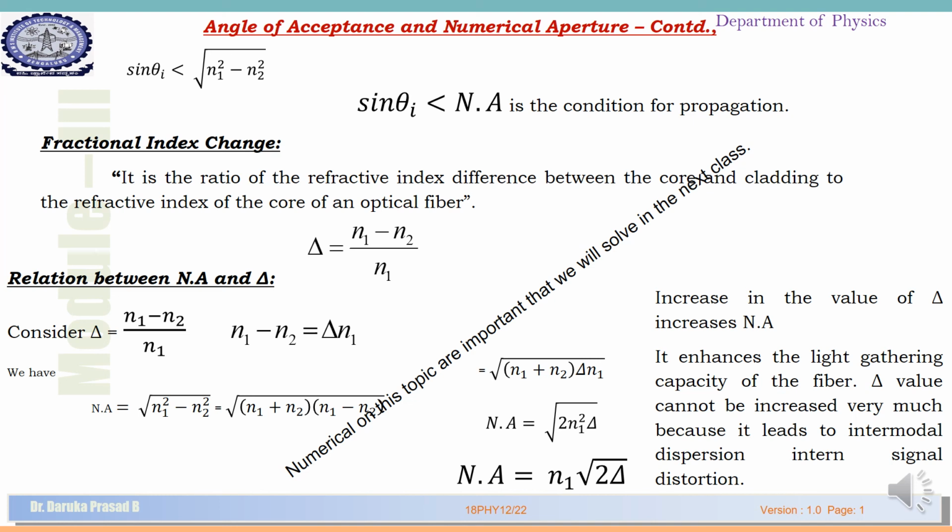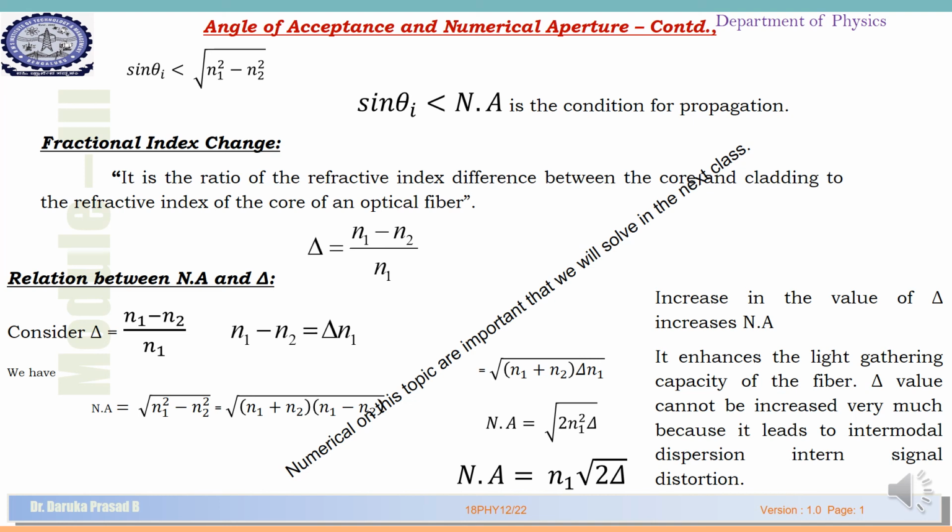Now substitute the value of n1 minus n2 into the numerical aperture expression. What is the expression of numerical aperture? Numerical aperture is the square root of n1 square minus n2 square. Inside the square root you have a square minus b square form, hence you can expand it as a plus b into a minus b. So NA equals the square root of n1 square minus n2 square, which changes to the square root of (n1 plus n2) into (n1 minus n2). Now you substitute n1 minus n2 as delta n1, where delta is the fractional index change and n1 is the core refractive index.